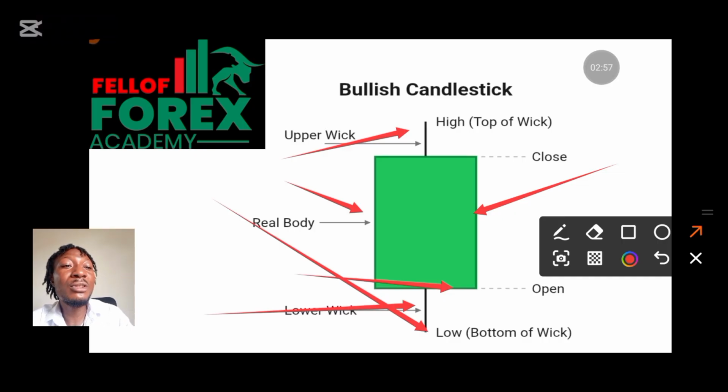The low tells you the lowest point price got to, and the high tells you the highest point price got to. This wick is more like a shadow or a print to tell you this is where price passed before getting to where it is. Price opened here, came down to this point, then came back up, went all the way up to this point, but came back down and closed at this point. So that's exactly the meaning of what you see here.